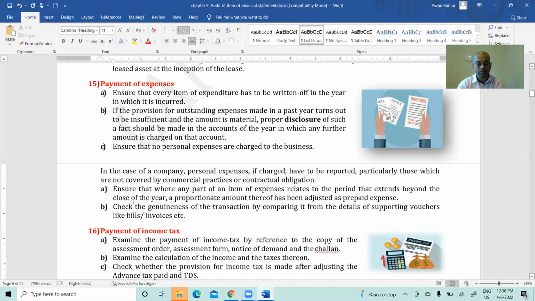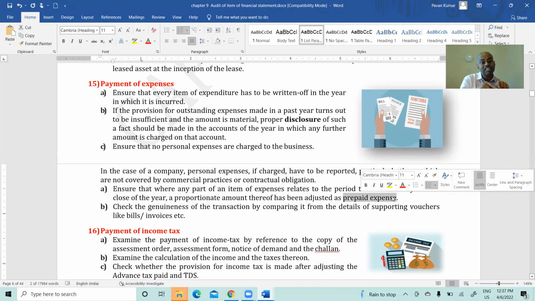Ensure that where any part of an item of expenses relates to the period that extends beyond the close of the year, a proportionate amount thereof has been adjusted as prepaid expense. Obviously, you paid money for 2 years. Say, for example, prepaid insurance. Then you have to apply cutoff procedures, and one part which is not expiring in the current year should be recorded as prepaid.